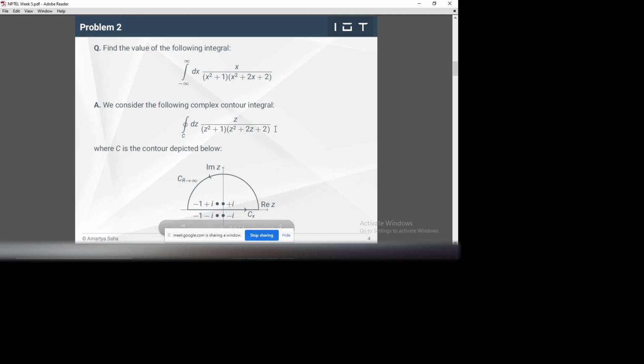And now we have to figure out which of these singularities lie inside our chosen contour, right? Since our chosen contour encloses the whole of the upper half plane, only those singularities that lie in the upper half plane will contribute to this contour integral. So we have plus i and minus 1 plus i lying in the upper half plane, and the other two lie in the lower half plane.